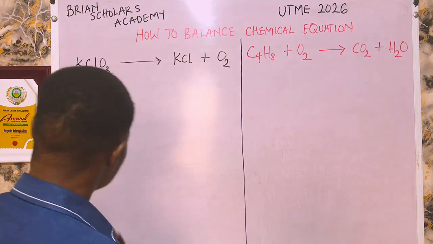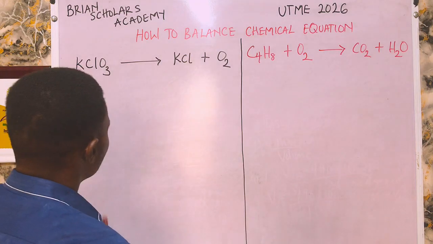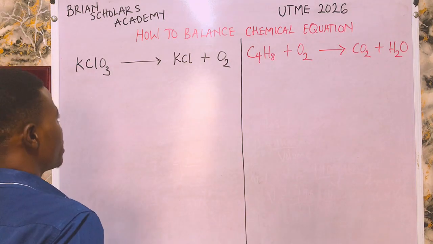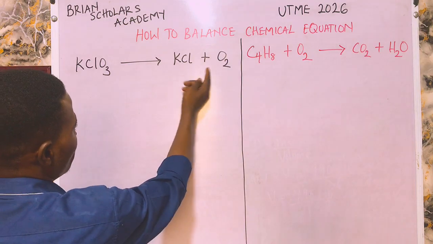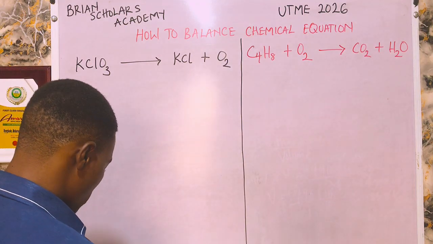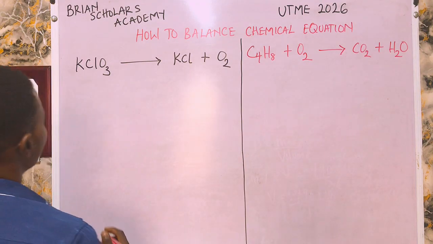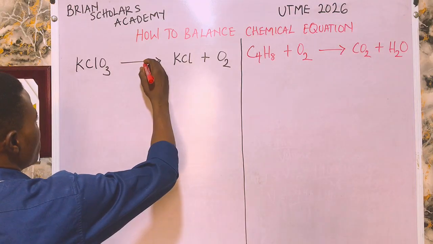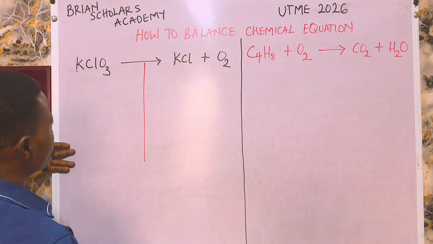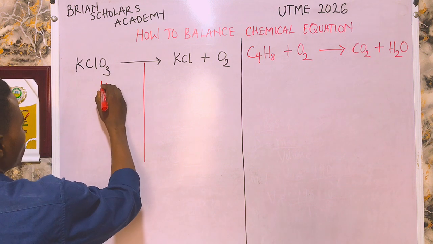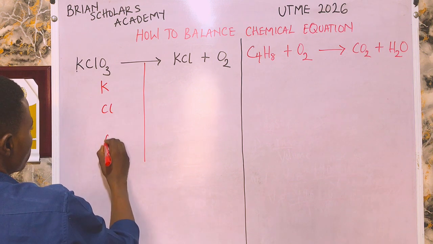Now if you look at this first question I'm having here, this question is actually a type of decomposition reaction because a bigger compound is being split into smaller compounds, and also the molecular element that we have here. So now look at this very well. First thing I have to do is just to draw a straight line here. Are you with me? Then list out the elements that are present in the reactant side. I'm going to have potassium here, chlorine here, and oxygen here, right?